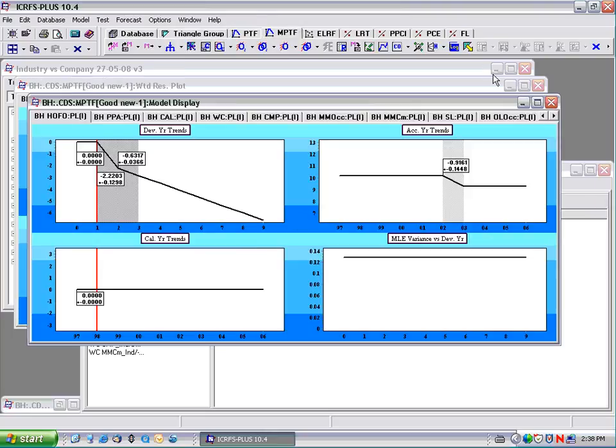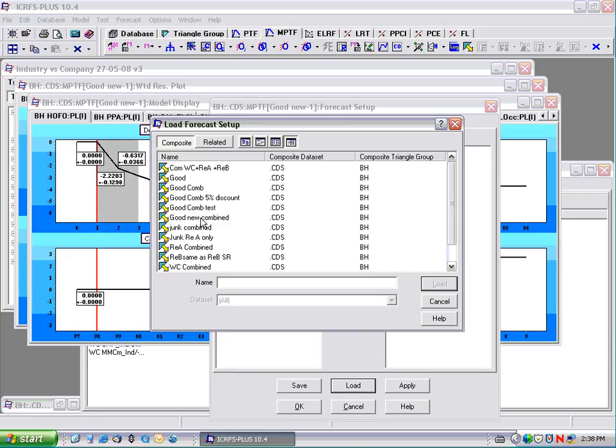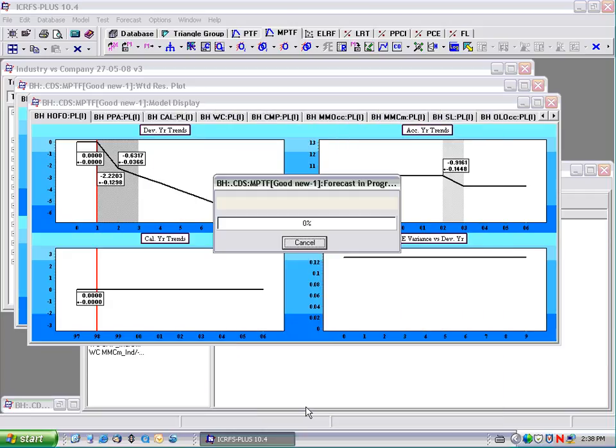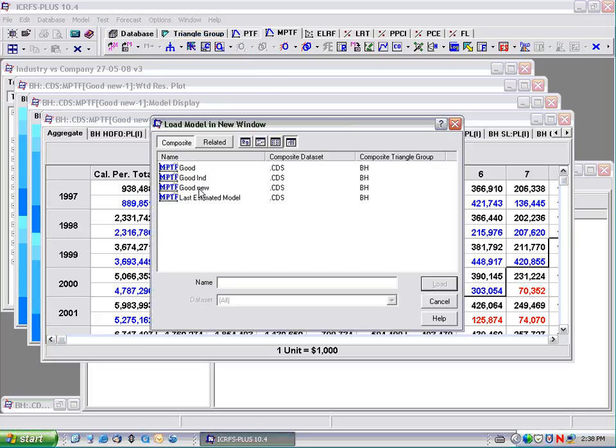And what we'll do is forecast. We're going to load our good new combined. Okay. All right. Now, I think I want to run the model again. Let's run the model again. So we can go back, or we can load it from here. Load model in new module. So let's load it again.